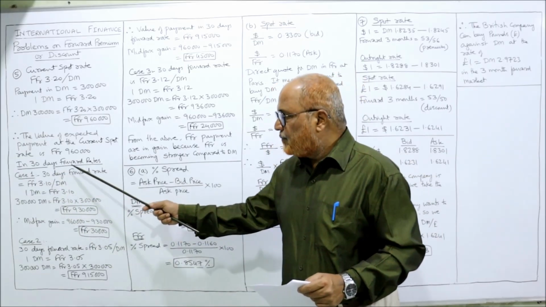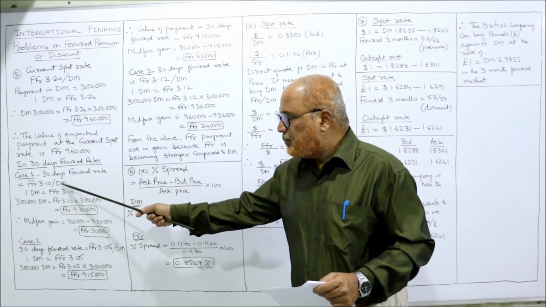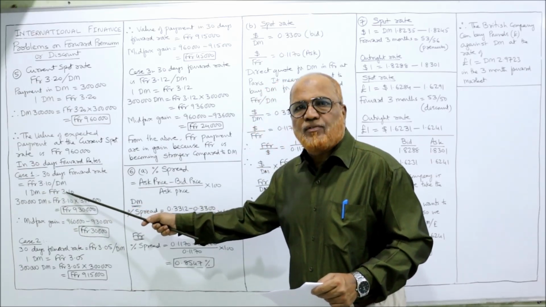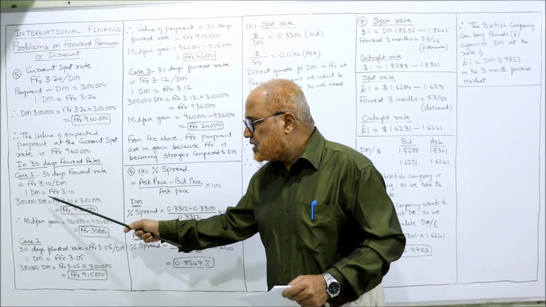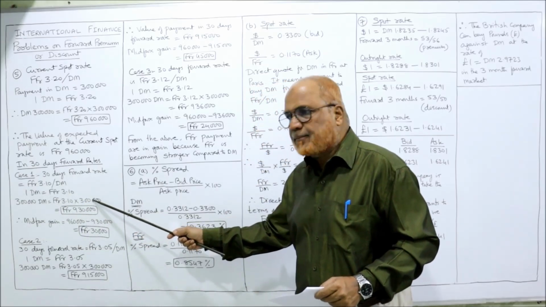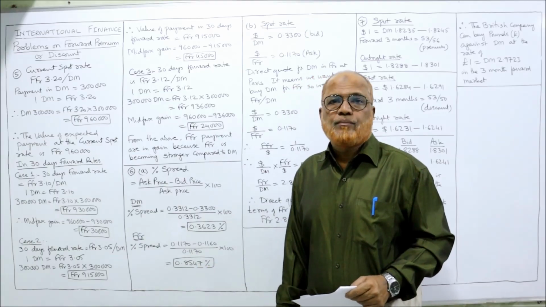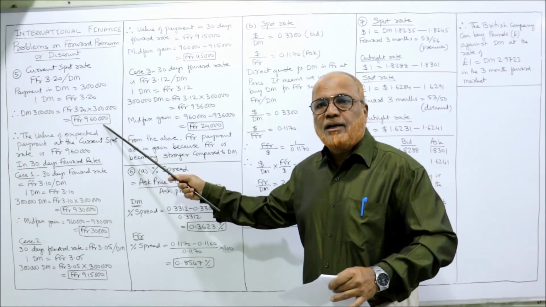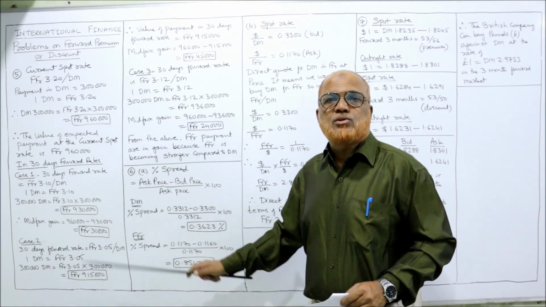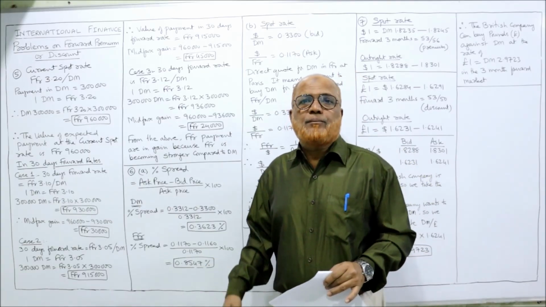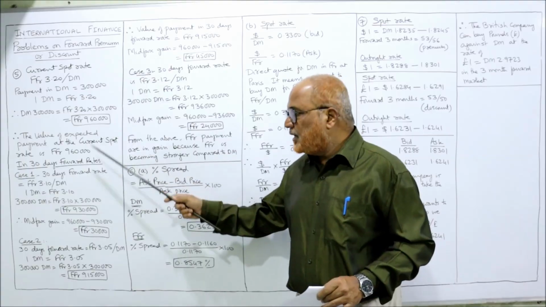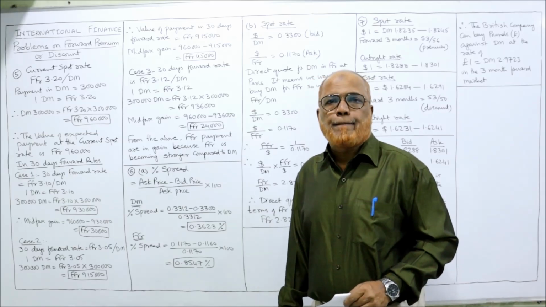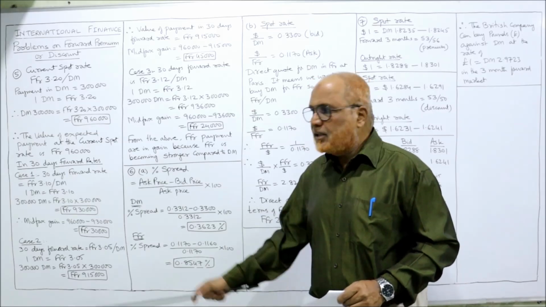Now, case 1, the 30 days forward rate is FFR 3.10 per DM. How much do they have to pay? 1 DM is equal to 3.10 FFR. So the payment of 3 lakh DM is equal to FFR 3.10 into 3 lakh. You will get 9,30,000. Presently the value of the payment is 9,60,000 at the spot rate, and at the 30 days forward rate it is coming to 9,30,000. So Midfax company is gaining. Presently 960, 30 days forward 930, so Midfax gains 960 minus 930, 30,000 FFR in the first case.